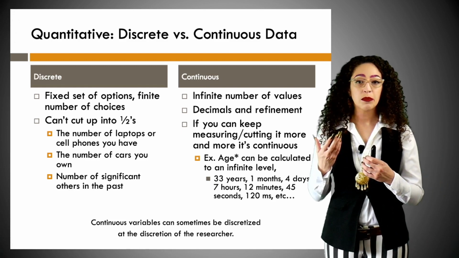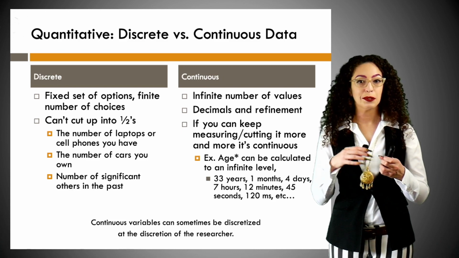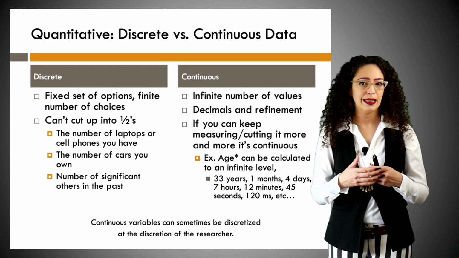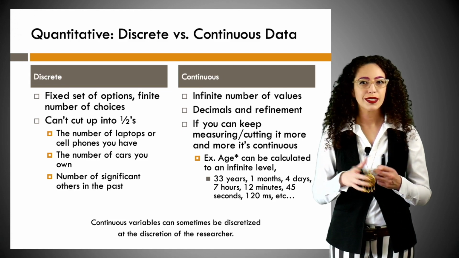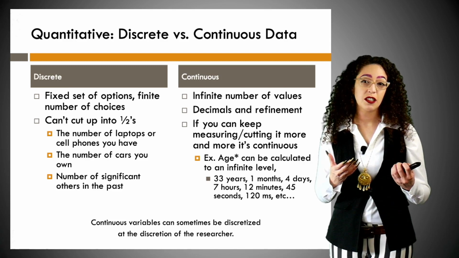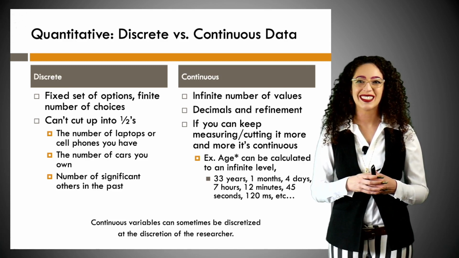So for example, the number of laptops or cell phones you own, you can only have a whole number of that. So 0 or 1 or 2. You can't have 1 and 0.89 cell phones. The number of cars you own or the number of significant others that you've had in the past. Those should be all whole number things.